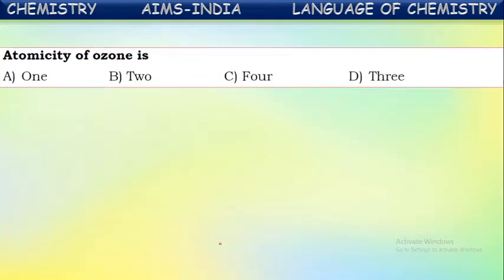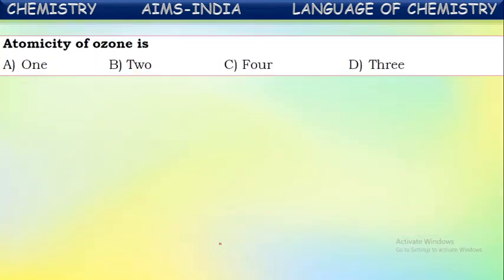Okay, next one. Atomicity of ozone is. What is atomicity of ozone? What does it mean here? Atomicity represents the number of atoms present in one molecule of an element. Some elements have only one atom in their molecule, some have two, some have three, and some have more than this. Based upon these, elements are classified into different types: monoatomic, diatomic, triatomic, polyatomic and so on.